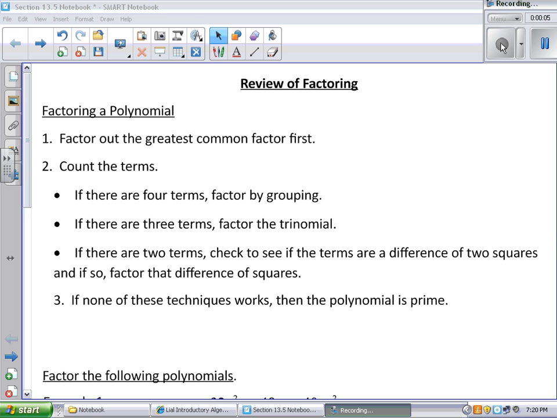In this video, we'll be reviewing all of those techniques of factoring that we've talked about throughout this module. When you look at factoring a polynomial, first, factor out the greatest common factor. Then count the terms. If there are 4 terms, factor by grouping. If there are 3 terms, factor the trinomial. If there are 2 terms, check to see if the terms are a difference of 2 squares, and if so, factor the difference of 2 squares. If none of these techniques works, then the polynomial is prime.